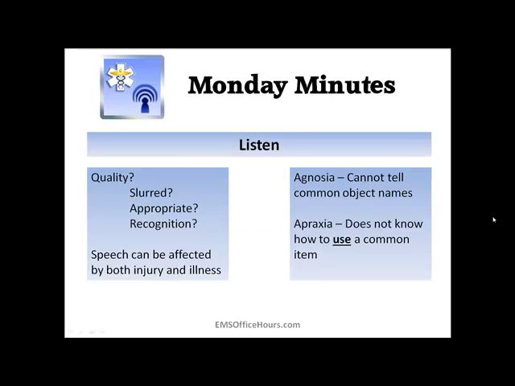So when we're assessing speech, what are we going to do? We are going to listen, right? So we want to listen to the quality of the patient's speech. Now, slurs is a big one, right? Because this is the main classic finding when we're looking at things like stroke. And we also listen to see if the speech is appropriate. Focus not just on the quality of what the patient is saying, the words themselves, but also the appropriateness of the words.